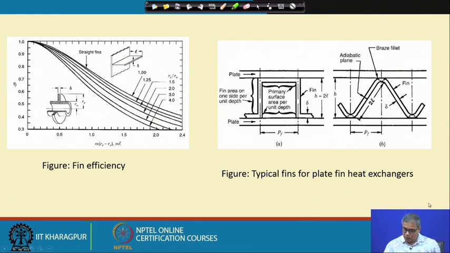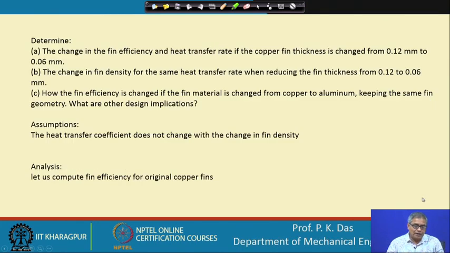Now let us move to the solution. What do we have to determine? First, the change in fin efficiency and heat transfer rate if the copper fin thickness is changed from 0.12 millimeter to 0.06 millimeter. Next, the change in fin density for the same heat transfer when reducing the fin thickness from 0.12 to 0.06 millimeter. And third, how the fin efficiency changes if the fin material is changed from copper to aluminum keeping the same fin geometry, and what the other design implications are.